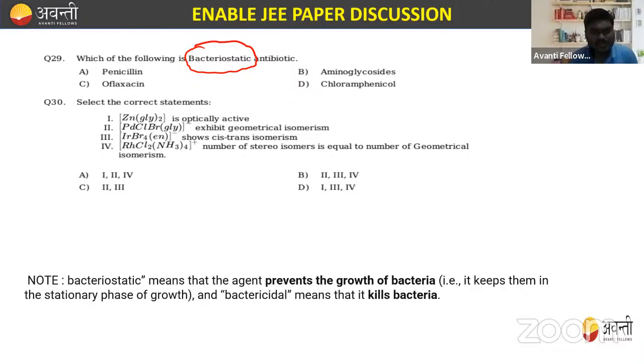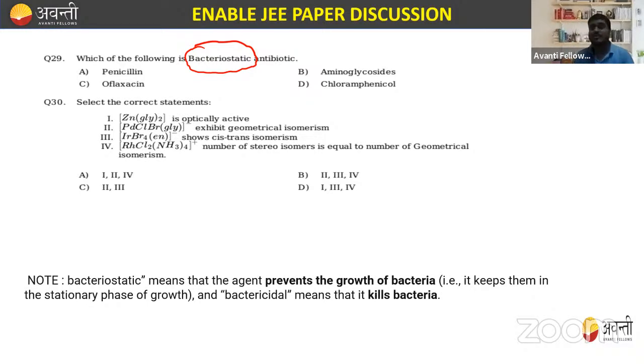Okay, so I guess most of the students have done this question. It's a very easy, memory based question, not so difficult, an average question. I guess most of you are able to solve such questions, right? So let's see what this term bacteriostatic means. Bacteriostatic means an agent that prevents the growth of bacteria, that is, it keeps them in the stationary phase of growth. On a similar basis, another word is bactericidal, which means killing the bacteria.